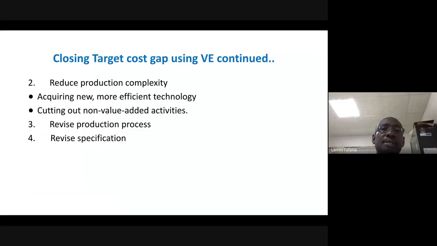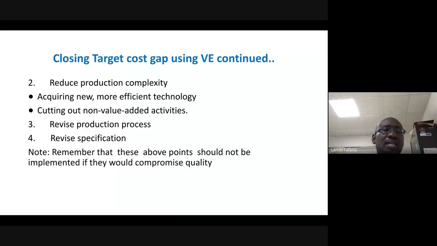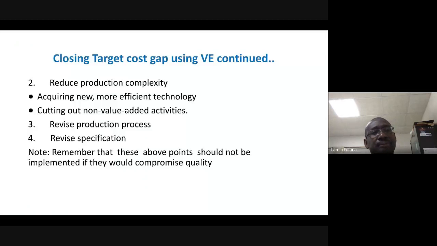Okay. So we can revise the production process also. We could design it in such a way that if a production does not require that much machine, we could try to reduce the machine component of it. Another way we could do is revise the specification of the product. If we think at the moment the specs are very complex, we can go through the procedures.